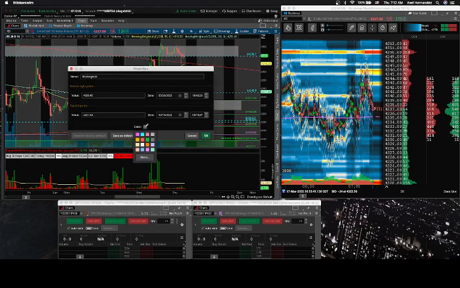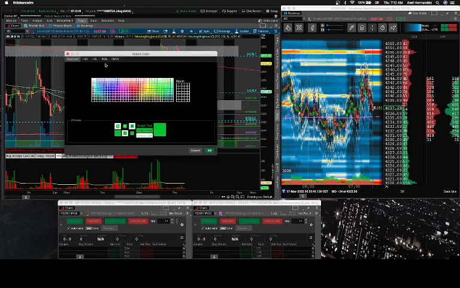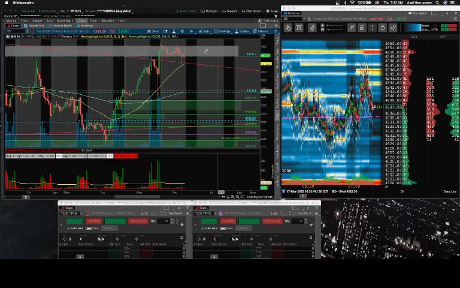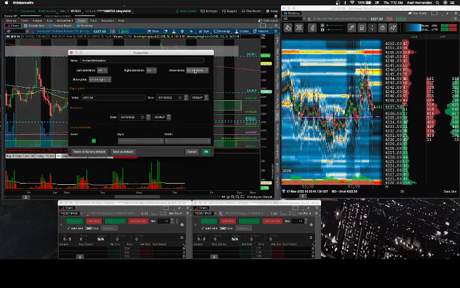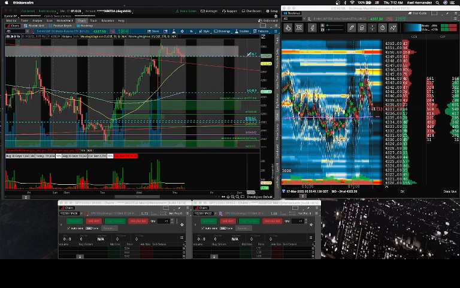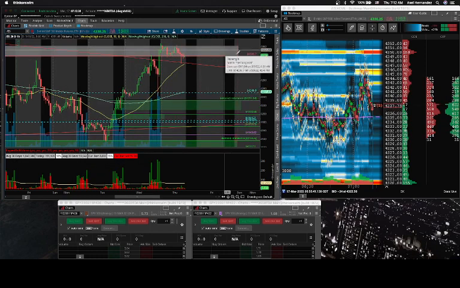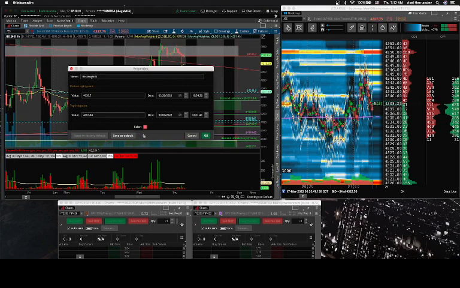Alright, fix this rectangle. 75, 76, 74, I don't care. Alright, so we found the demand zone. Oh, my bad. Let me edit this name to supply imbalance. Change this.